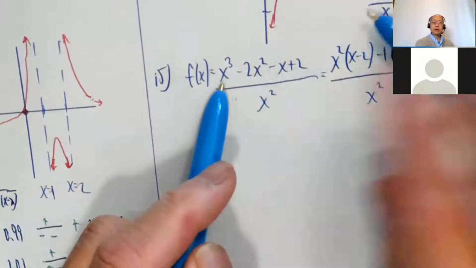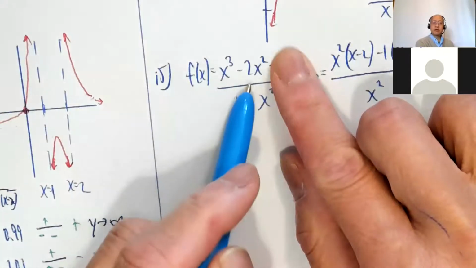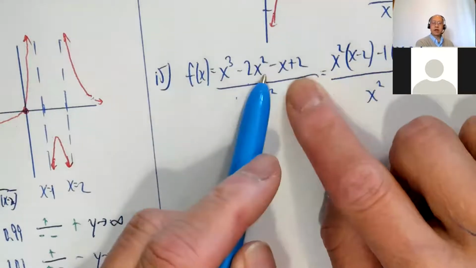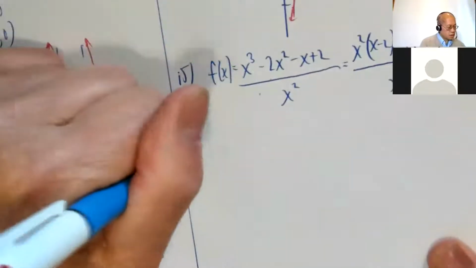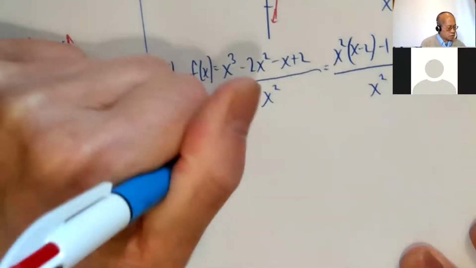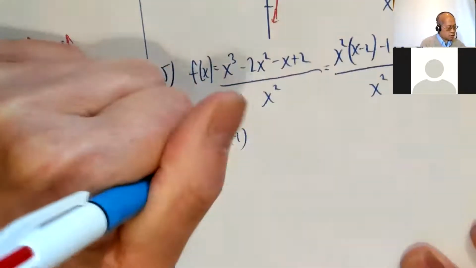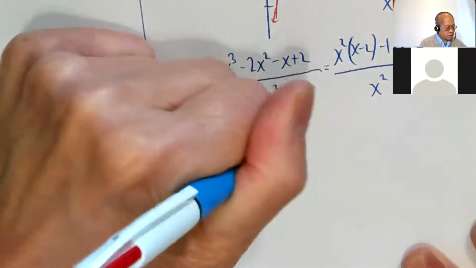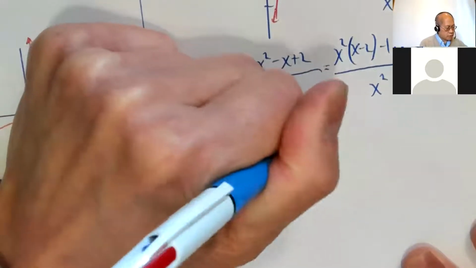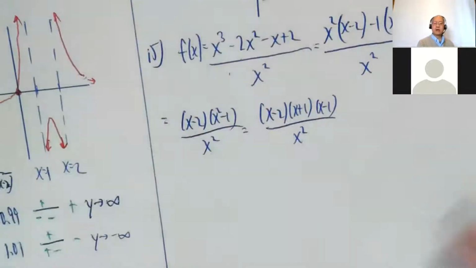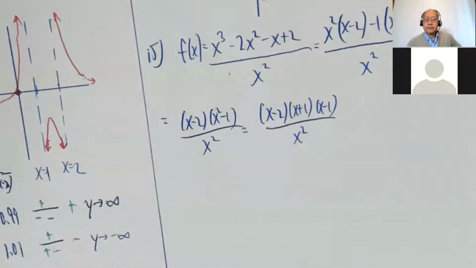Remember, factoring by grouping, you factor x squared here. We have x minus 2. So how do I make this an x minus 2? I can factor out a negative 1. So then I can further factor out an x minus 2. X squared minus 1 over x squared, and this factors further: x plus 1, x minus 1 over x squared.